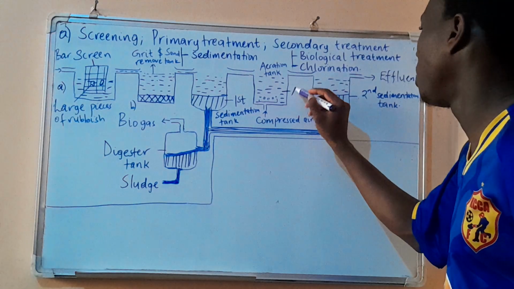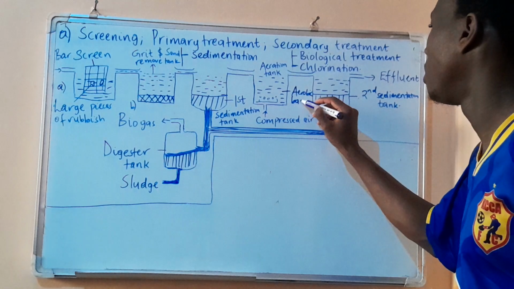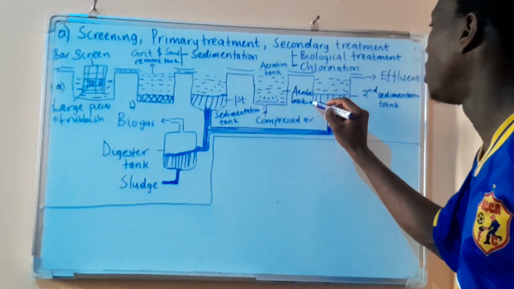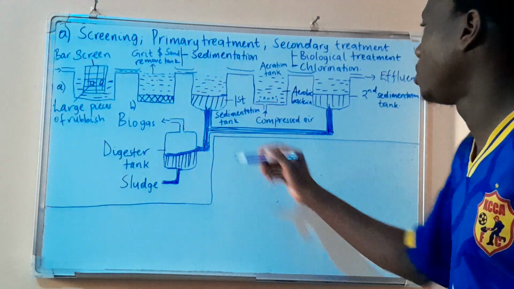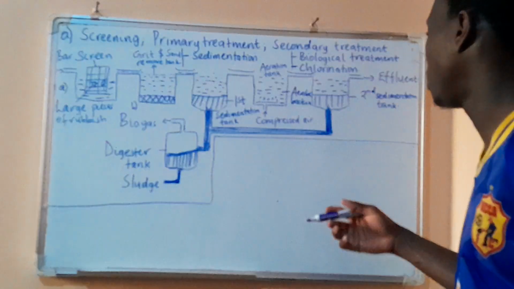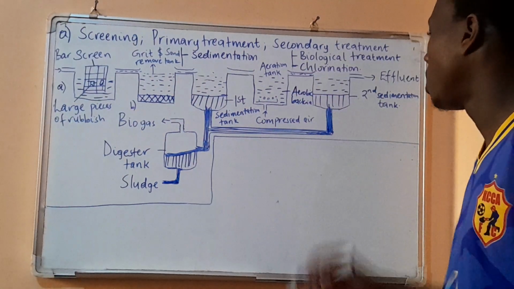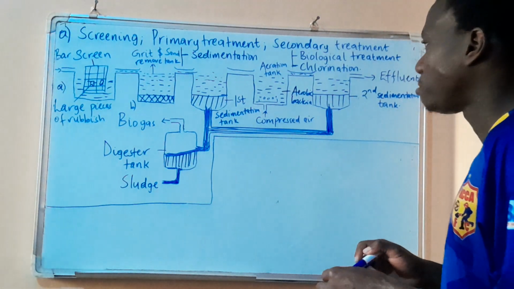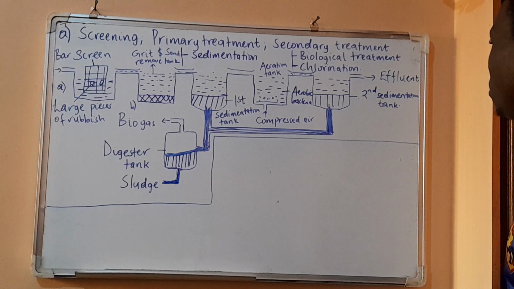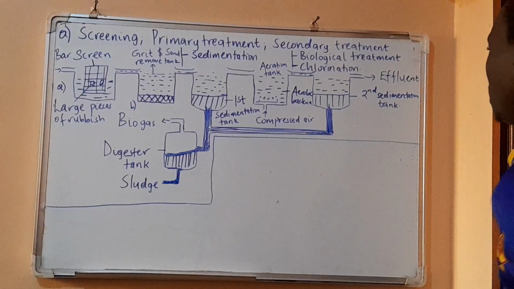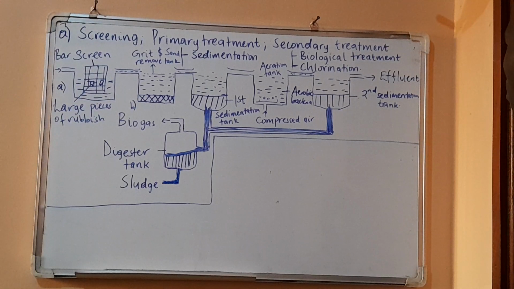So here we have aerobic bacteria, which will continue feeding on harmful particles to make them harmless. At this stage, you can also add some chemicals to precipitate ions. Then we proceed with the second sedimentation tank, where we can introduce chlorine.